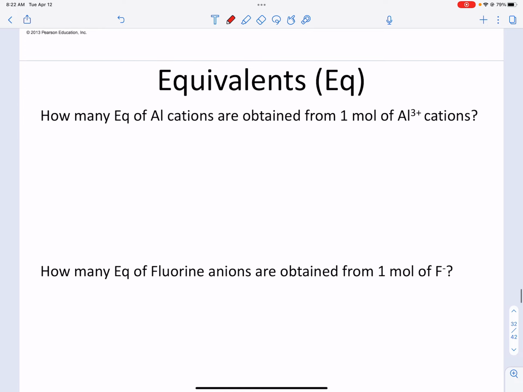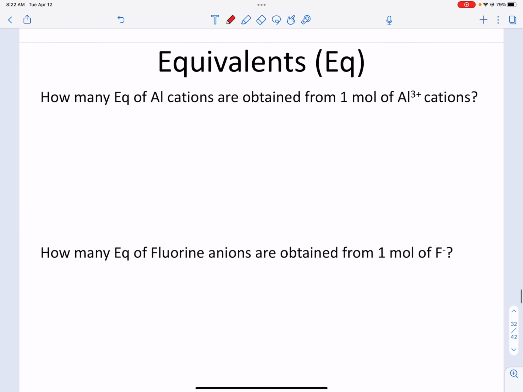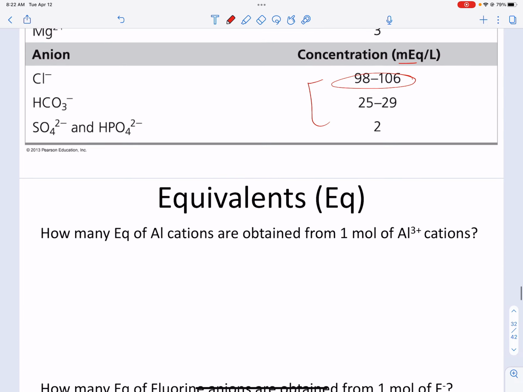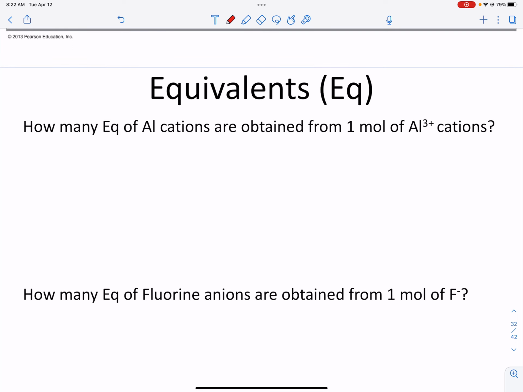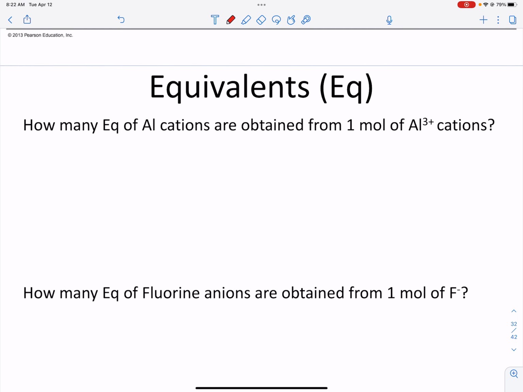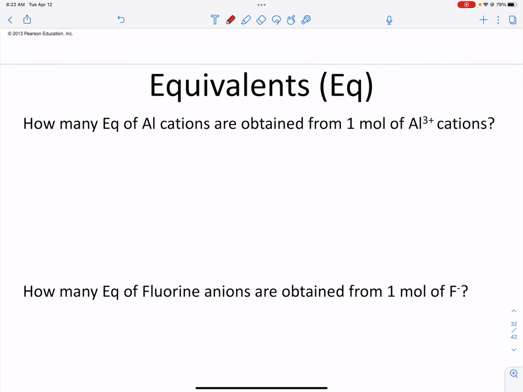All right, I want to work another problem or two on equivalence, and then we're going to get to our very last topic, which is osmosis. We're going to have to skip a few slides to get there. How many equivalents of aluminum cations are obtained from 1 mole of plus 3 cations? So again, I've got 1 mole, times a positive 3, so I've got 3 equivalents.